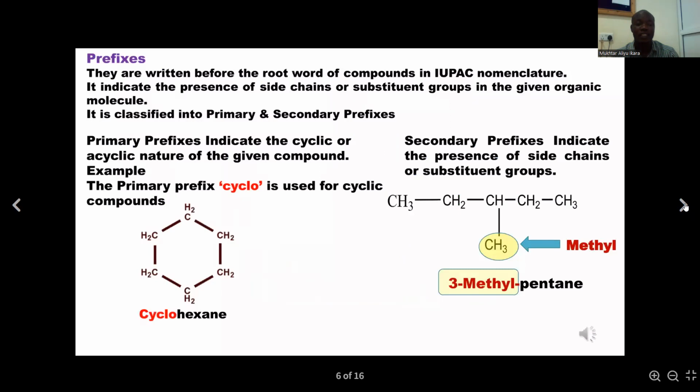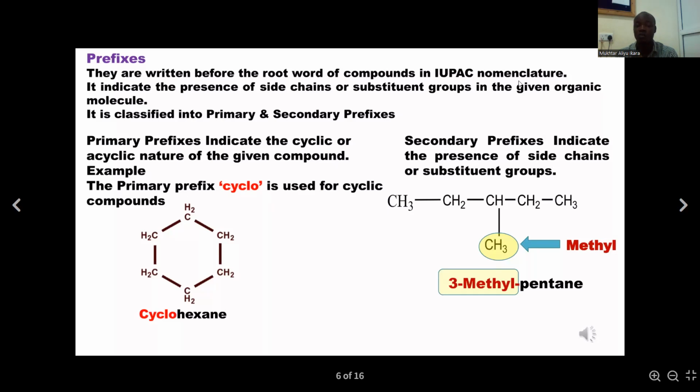So then the next thing is prefix. We have two types of prefix. They are written before the root word. Usually if we have a prefix, they usually come before the root word. Like for example, in IUPAC nomenclature, we should know if we have a prefix, they usually come first before the root name. And it indicates the presence of side chain or substituent in the given organic compound.